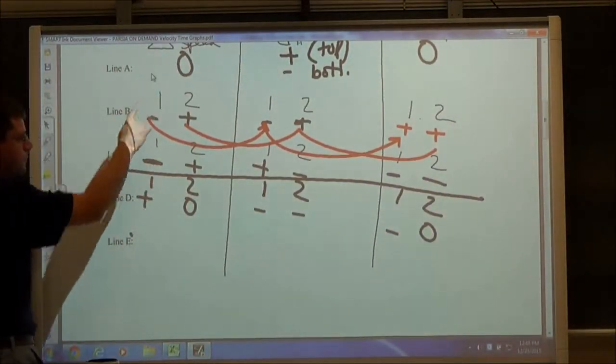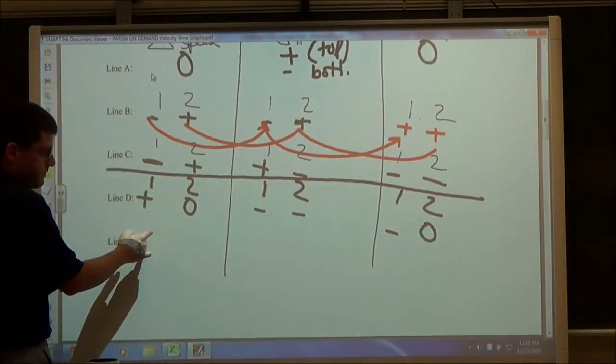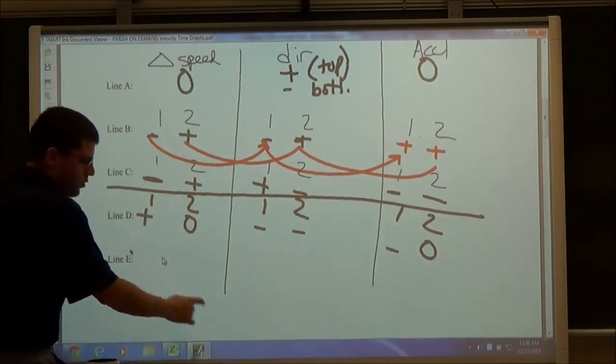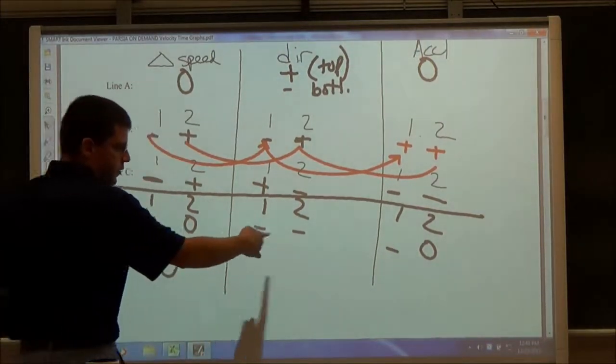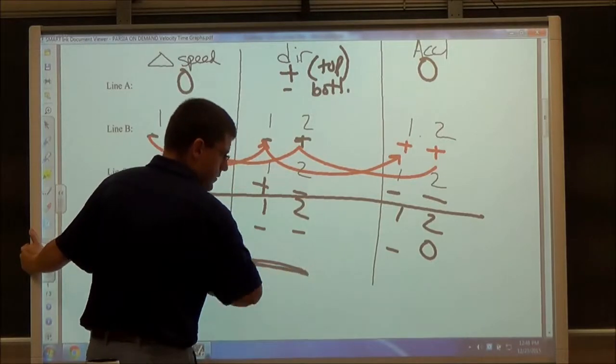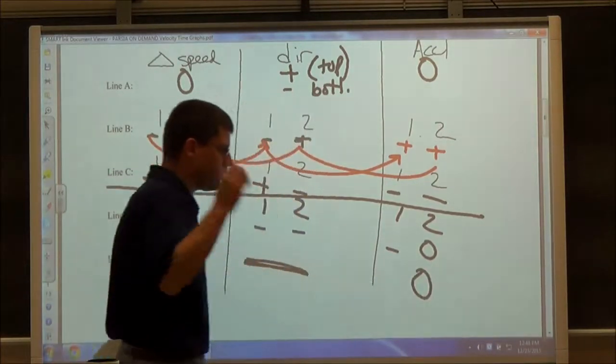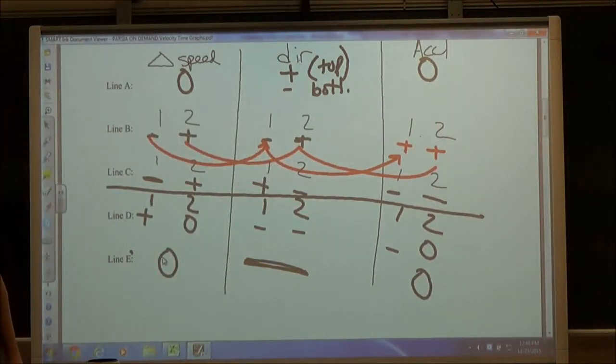So line E, am I speeding up? There is no 1 and 2. No. Don't care. Negative. 0 times negative, no acceleration. Okay? That's pretty hard, but very doable. And you can do it. And you're going to have to. I promise. Easy.